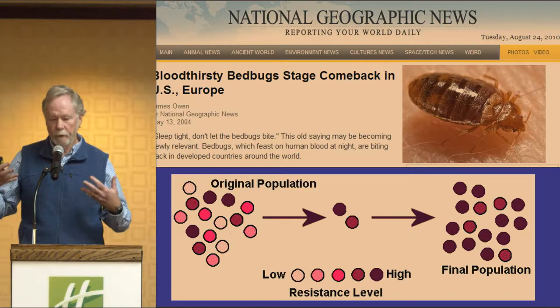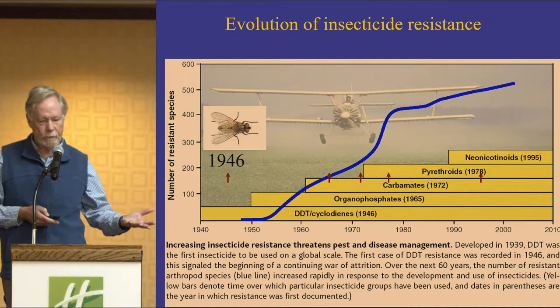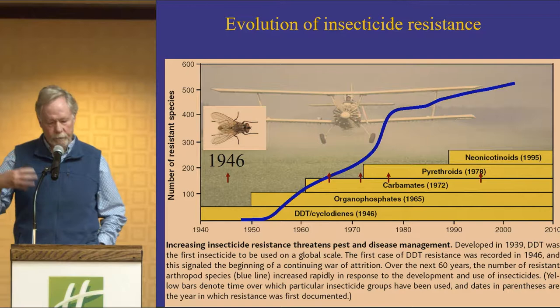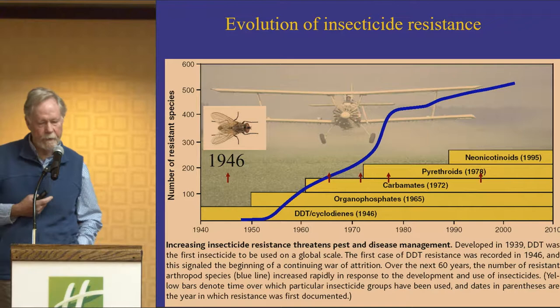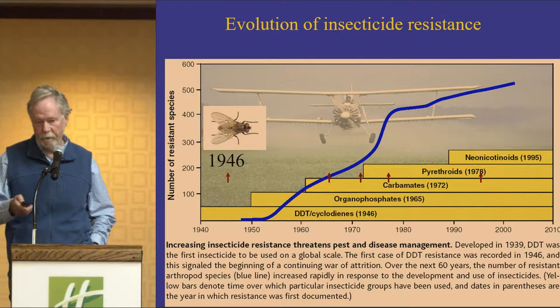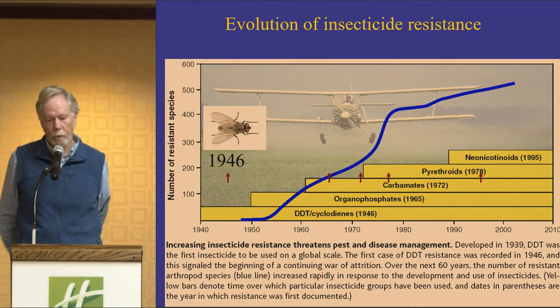And if we look back from when DDT was first used in 1946, it didn't take long, with DDT and other pesticides. So this is a number of resistant species starting at zero in 1940, going up, well, this slide only goes to about 2005, over 500 resistant species to all these pesticides. So life is a moving target, and if we try to use pesticides or other means of control, adaptive evolution may work around what we're trying to do in terms of control.